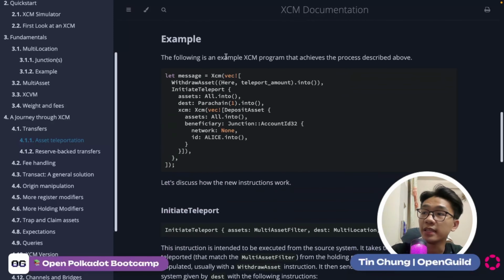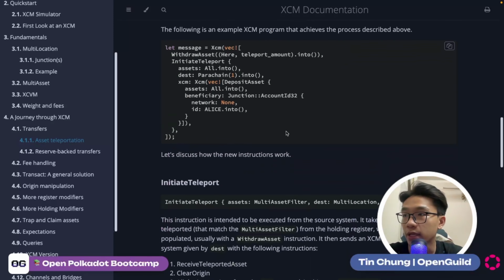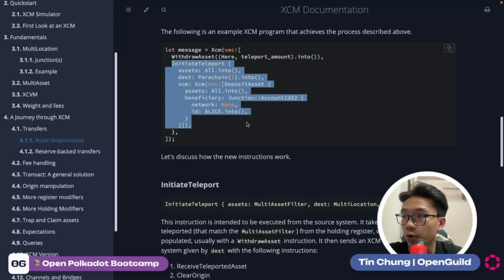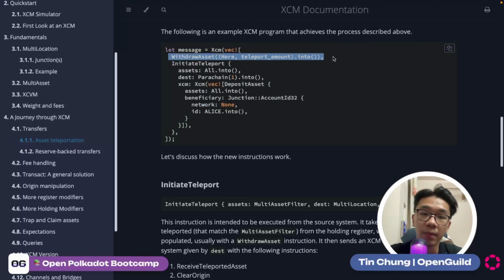Now we're gonna take a look at an example. Here's the following example that achieves the process that we described above. Before we initiate the teleport, we have to withdraw the asset from the pool first. As we already learned in the transfer, withdraw asset means withdrawing the asset from the account of the current chain A and putting it into the holding register of the XCVM.